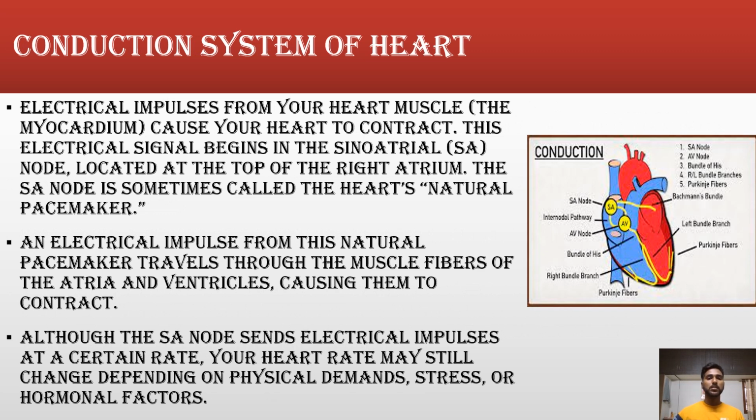We'll see about conduction system of heart. Electrical impulses from your heart muscles cause your heart to contract. These electrical signals begin in a sinoatrial node located at the top of the right atrium. The SA node is sometimes called the heart's natural pacemaker. An electrical impulse from the natural pacemaker travels through muscle fibers of the atria and ventricles, causing them to contract. Although the SA node sends electrical impulses at a certain rate, your heart rate may still change depending on the physical demands, stress, or hormonal factors.